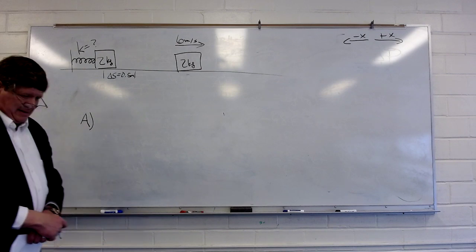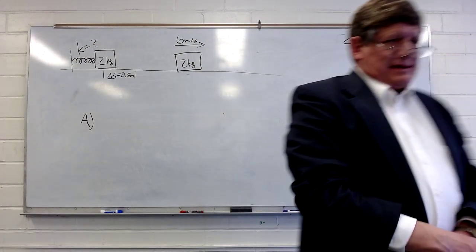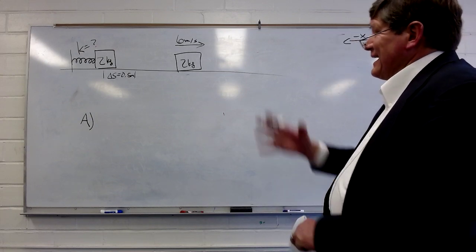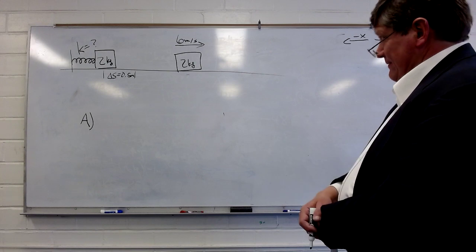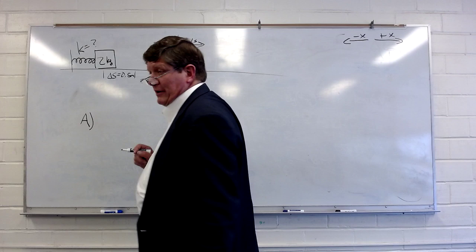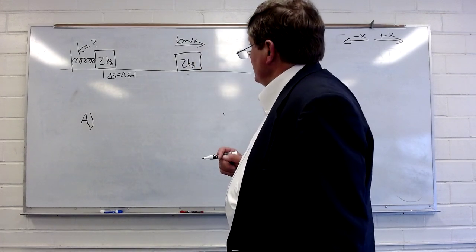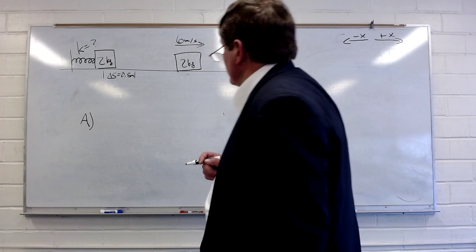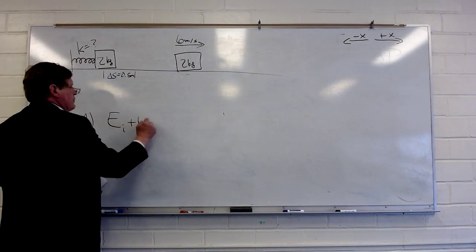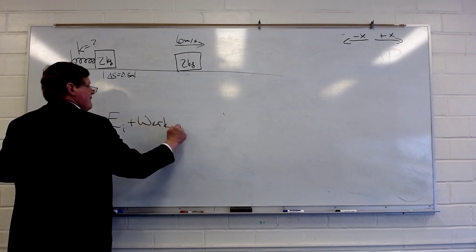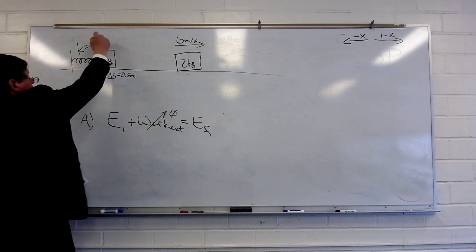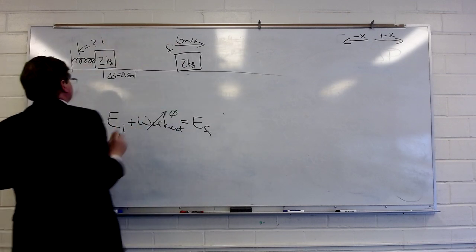Well, this is obviously an energy problem. I had spring energy, and then later I have kinetic energy. And since this is a frictionless surface, you notice there's no hash marks there, there's no kinetic friction acting, the energy is going to be conserved. So when I start with the energy equation, there's no work done between this initial state and this final state. Okay?